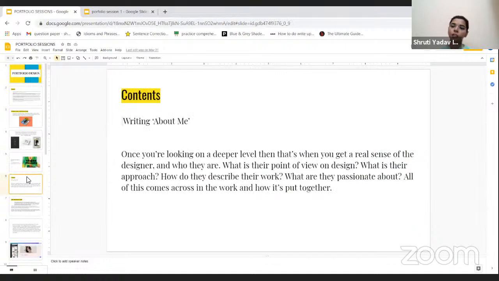Then when you talk about the about me part, this is the second page of your portfolio usually, wherein you'll be giving a good description of what you are as a person and what you want to do in the future. So there are steps to writing a good about me as well, which we can discuss further later in the sessions.